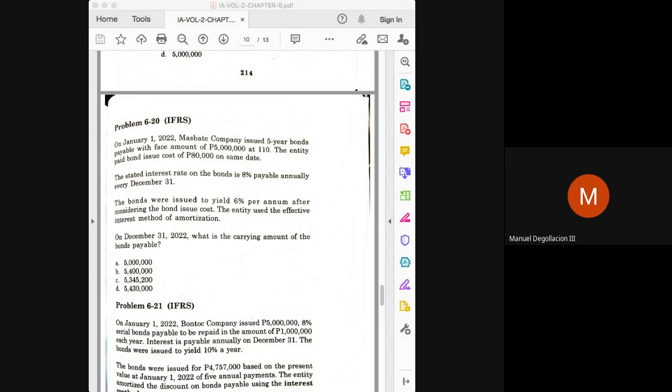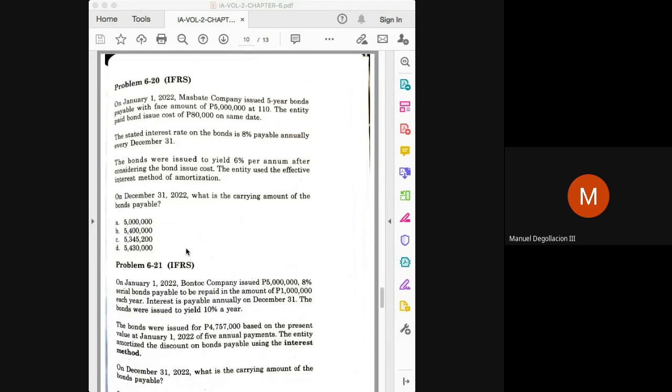Okay. Please take note of the difference, because if we're dealing with a discount using our alternative solution, the amortization is added. If we're dealing with a premium using our alternative solution, the amortization would be deducted. Just remember, class, that through the amortization, the carrying amount of the bond will slowly move towards its face value. So if it's at a discount, it will slowly go up towards its face value. If it is at a premium, it will slowly go down towards its face value.